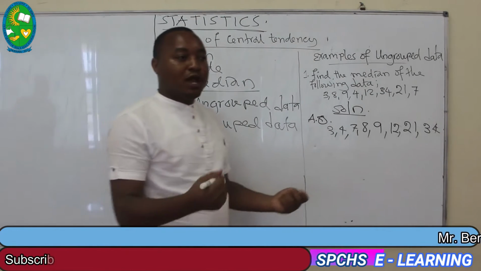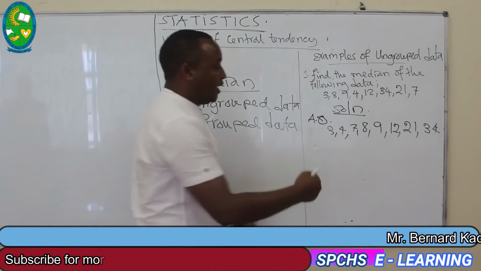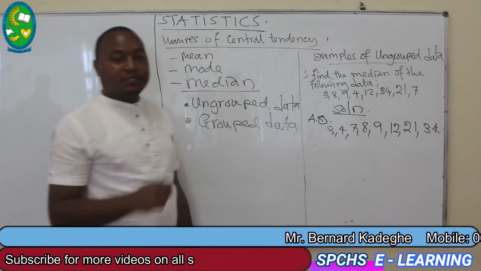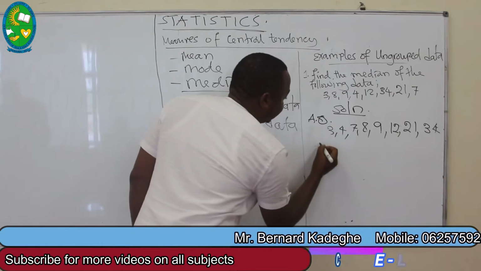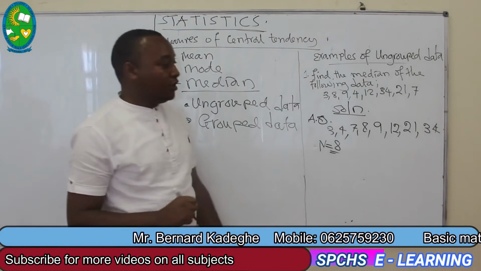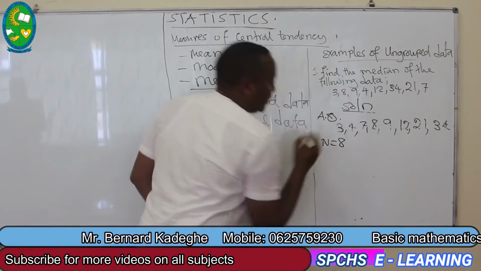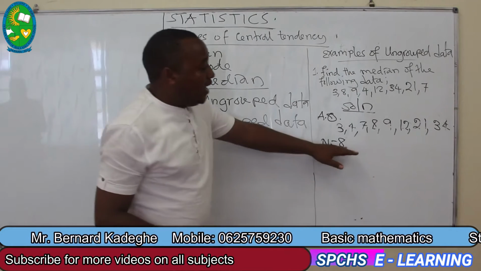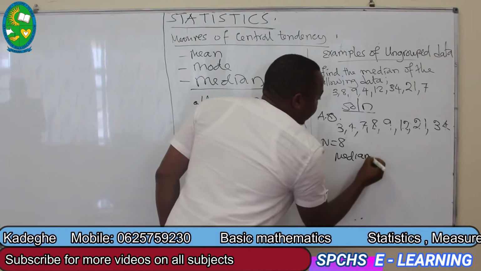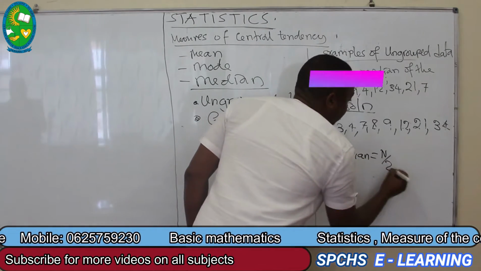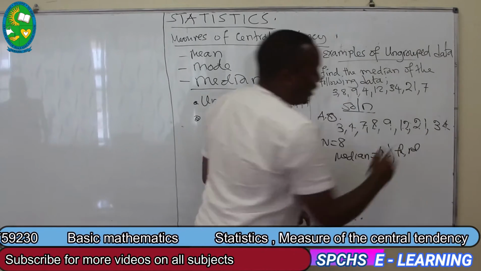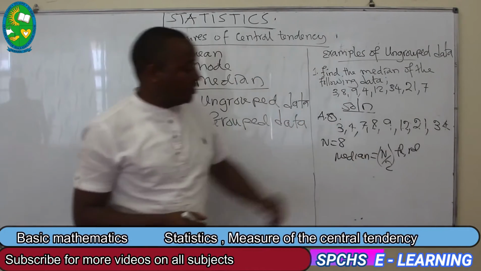Then the next thing to do is counting the items. How many items do I have? That is our n. When I count them, I have 1, 2, 3, 4, 5, 6, 7, 8. There are 8. So my n is 8. That's the total frequency, I can call it. So if we have 8 items, n is even. So the median will be given by the n divided by 2 th term.